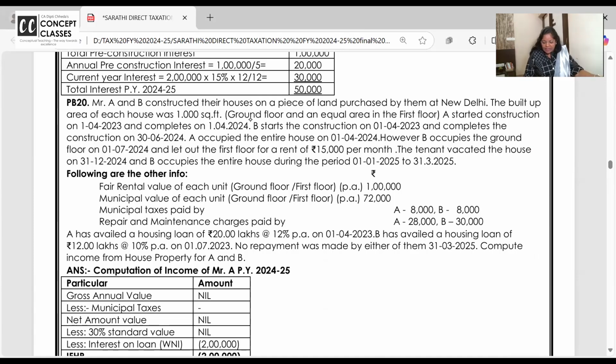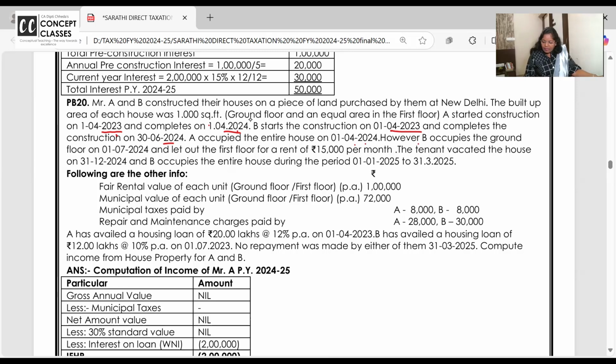A and B constructed their house on a piece of land purchased by them at New Delhi. The built-up area of each house is 1,000, ground floor and first floor. A started construction on April 23 and completed on March 24. B started the construction on April 23 and completed the construction in June 24. A occupied the entire house on 1st April 24, self-occupied.